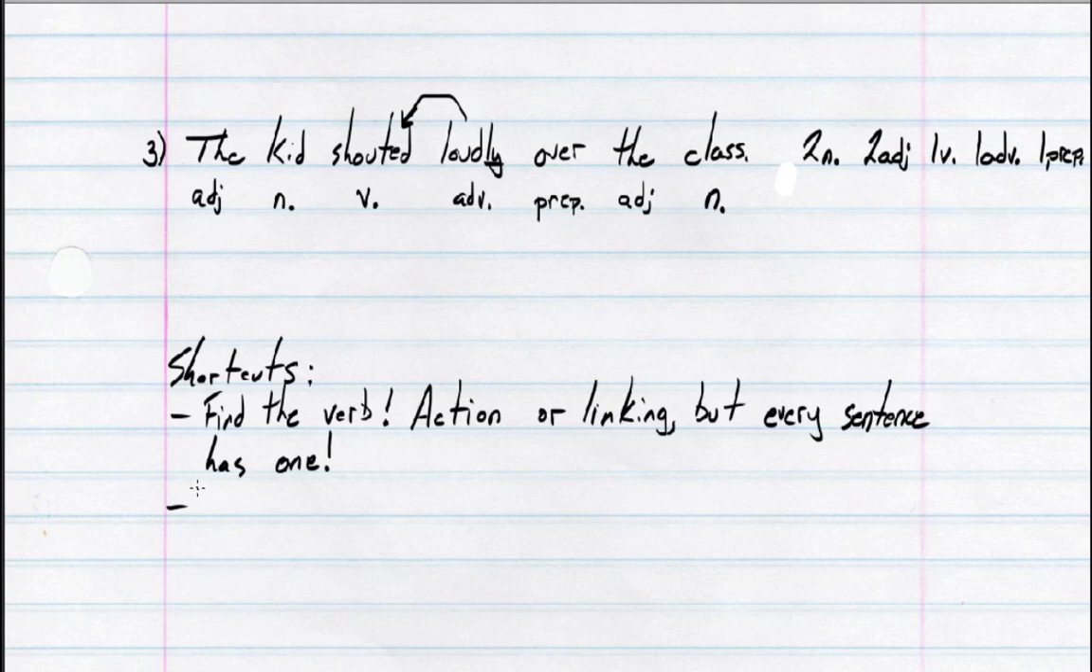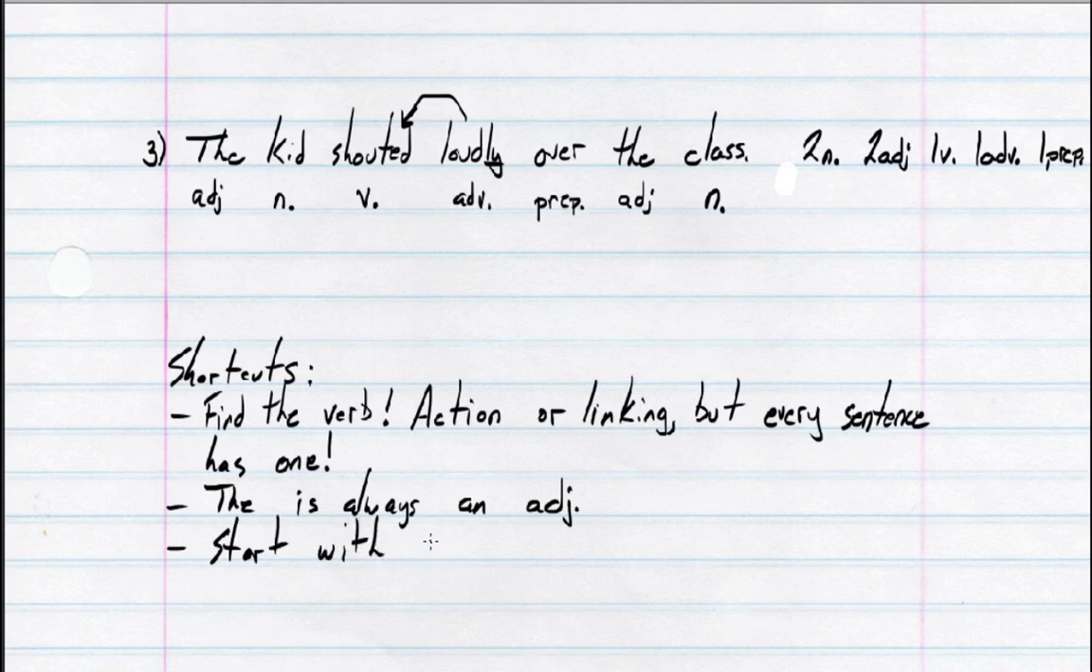All right, the next little trick that we learned. The is always an adjective. The is always an adjective. Finally, start with what you know. All right, so your shortcuts are find the verb, action or linking. Every sentence has one, so find it. The second one is the, and I'll put this in quotes. The is always an adjective. And the third one here, start with what you know.